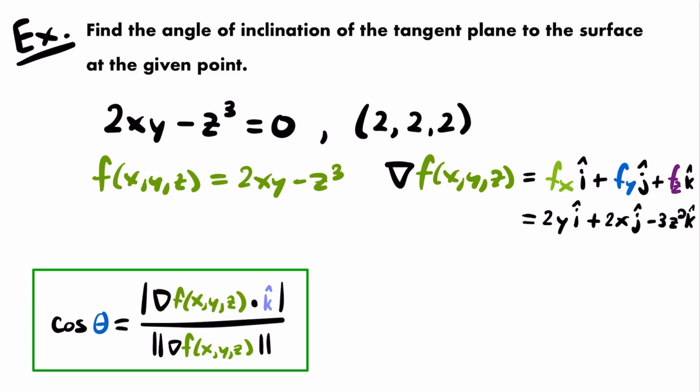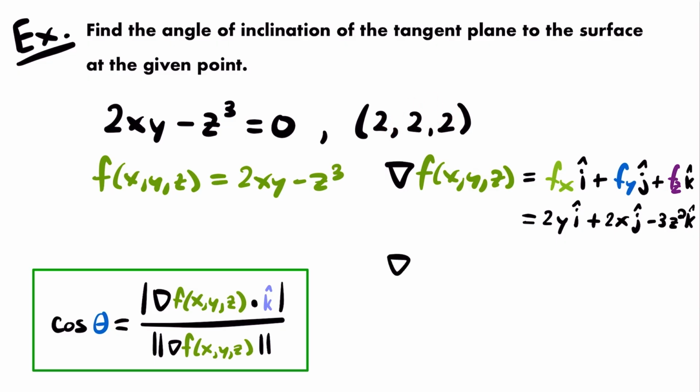Okay, and then we do want to evaluate this gradient at this specific point before putting it into this formula, because we do want to find this angle given that the tangent plane is at this point on the surface. So we do have to take this point into account. So let's plug it in.